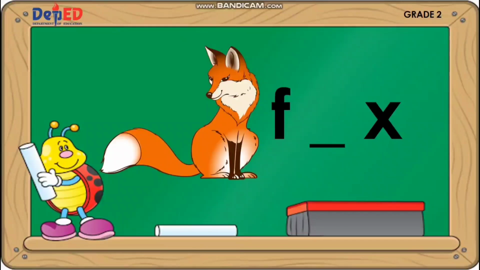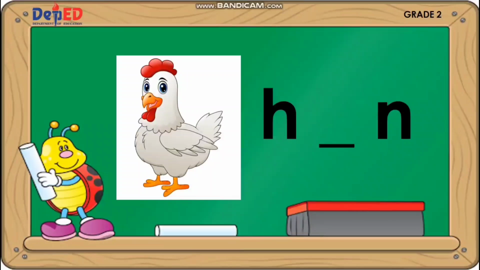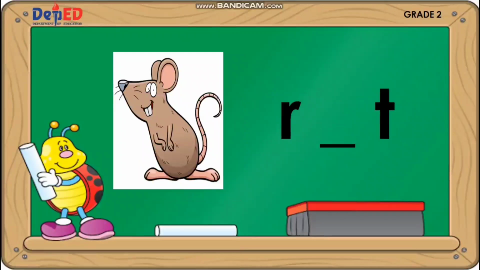Next picture. What do you think is the missing letter? Brilliant. O. Fox. Look at the picture closely. What do you think is the missing letter? Brilliant. E. Hen. Next picture. What do you think is the missing letter? Very good. A. Rat.